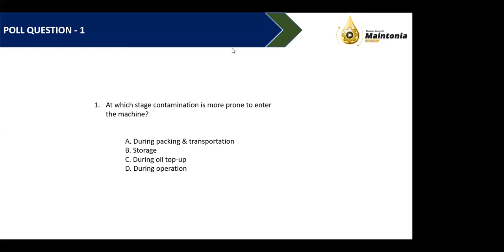Then the manhole or opening used for the oil top up. Are we opening the manhole, or is there a dedicated small plug from which we fill the oil? Then the hose pipe used for the top up. If we take care of all these points, we can avoid contamination ingress during oil top up.